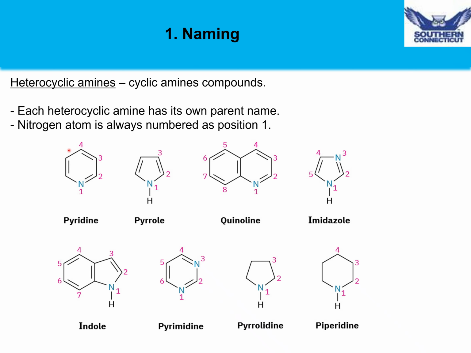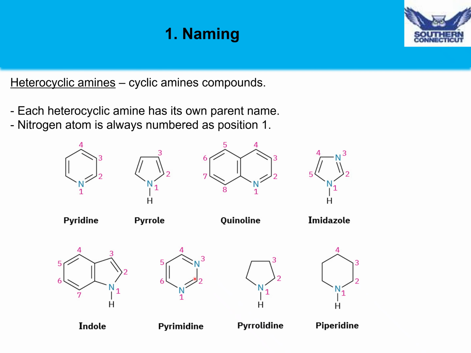As an example, we have pyridine, which is essentially a benzene ring where a carbon has been replaced by a nitrogen. Pyrrole is this 5-member ring, which we previously talked about. Notice the nitrogen in each case is position 1. Quinoline, another aromatic heterocycle, has a pyridine attached to a benzene ring. Imidazole, similar to pyrrole, is a 5-member ring, but this time it has 2 nitrogens. One of them will be position 1, the other one will be position 3. Indole is another aromatic compound, which has a pyrrole attached to a benzene.